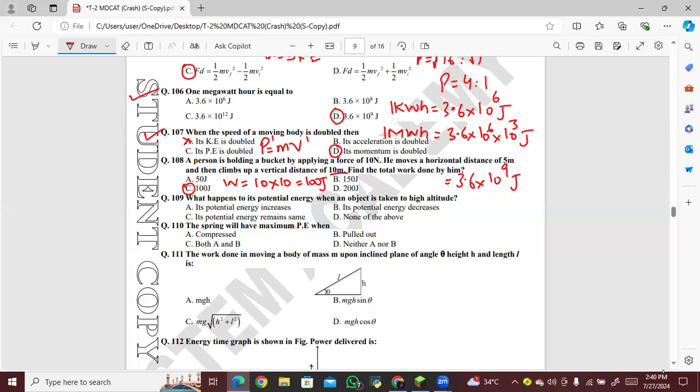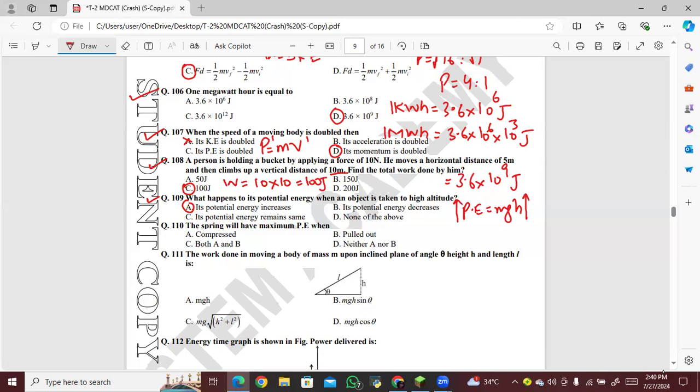What happens to its potential energy when an object is taken to a high altitude? Its potential energy increases, because the formula of potential energy is mgh. So when a person moves to a high altitude, height increases, so potential energy also increases.